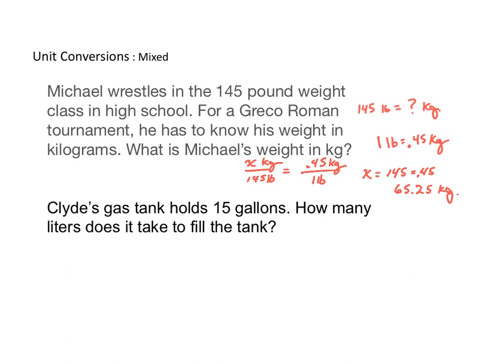So here's Michael's issue now. In the Greco-Roman tournament, they have a 65 kilogram weight class. If he's over that, then he has to go in the 70 kilogram weight class. So he wants to lose 0.25 kilograms. He has a scale at home, but it's not measuring in kilograms, it's measuring in pounds. So he might have to do another problem now. 0.25 kilograms is how many pounds?